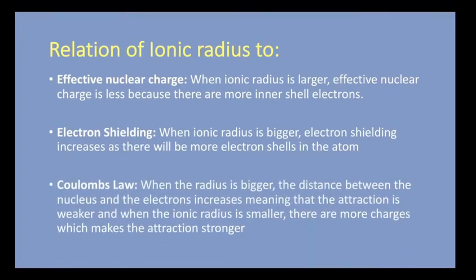And the relation of ionic radius to Coulomb's law is that when the radius is bigger, the distance between the nucleus and the electrons increases, meaning that the attraction is weaker. And when the ionic radius is smaller, there are more charges, which makes the attraction stronger.